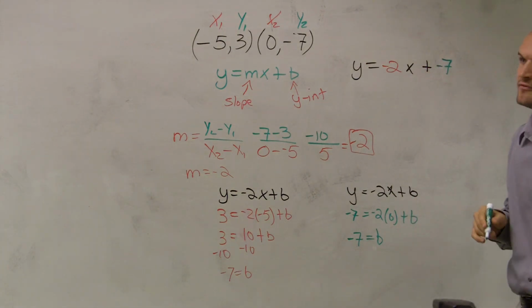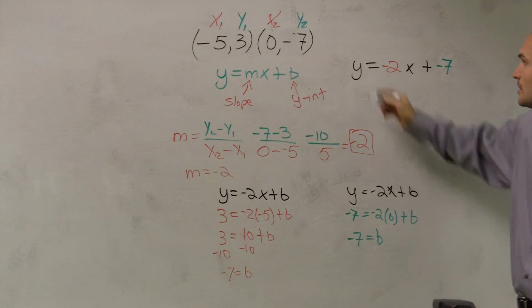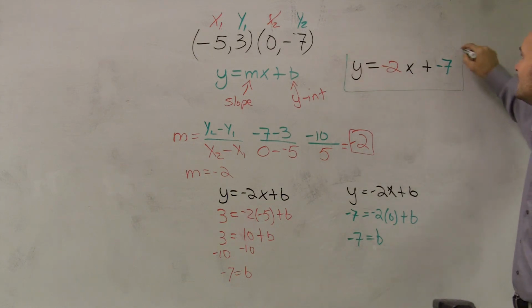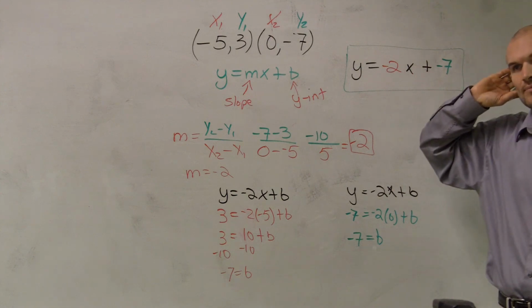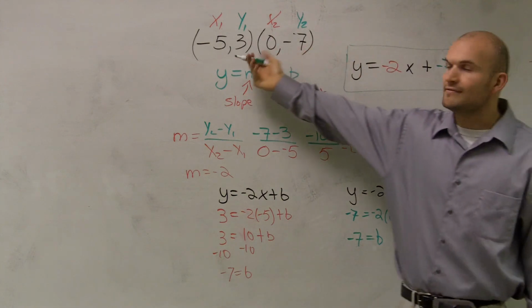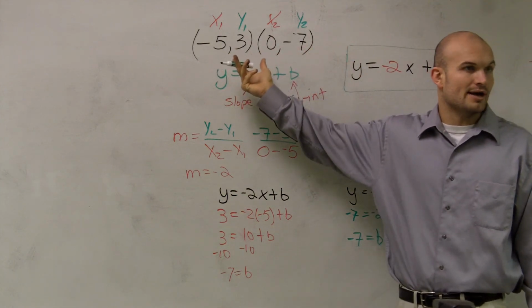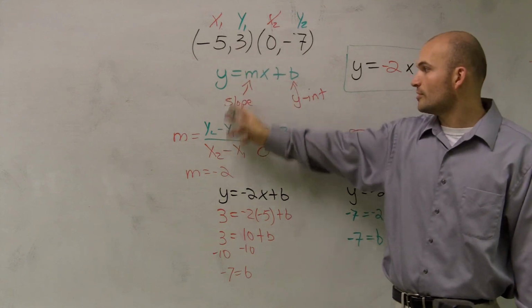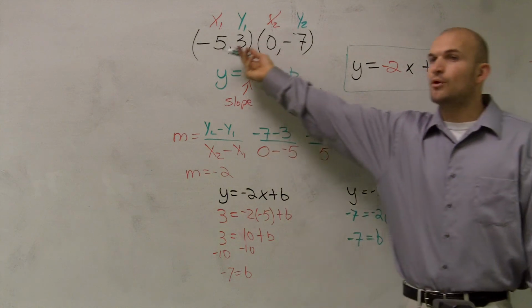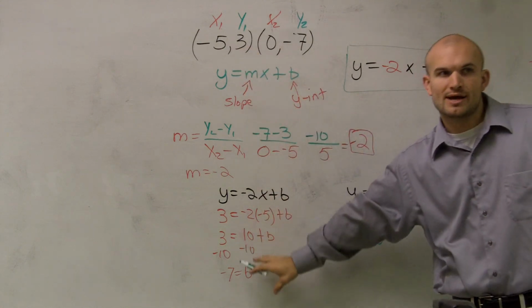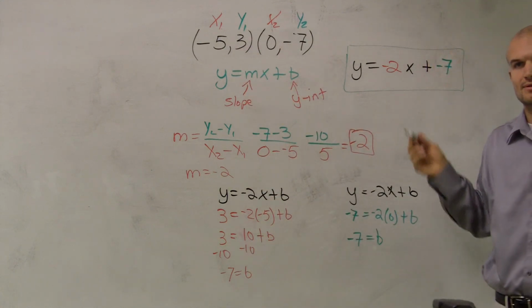And remember, what was our question asking? Write the equation in y equals mx plus b form. Is this now in y equals mx plus b form? Yes. So even though we were not given the slope or the y-intercept, we used the slope formula to find the slope. Then we used the slope and a point, plugged into our equation, to find the y-intercept.